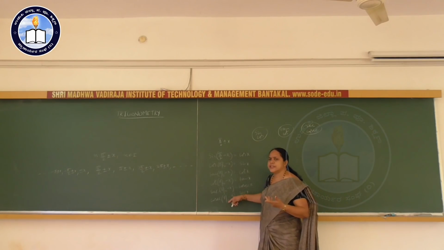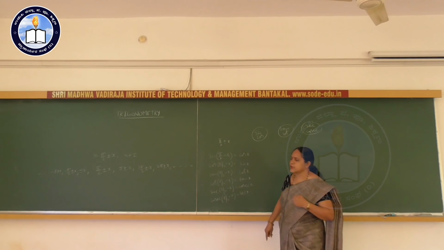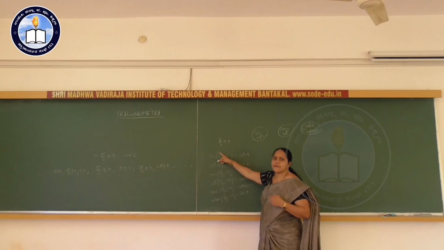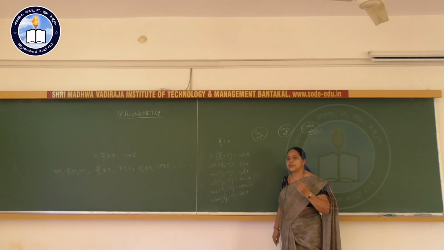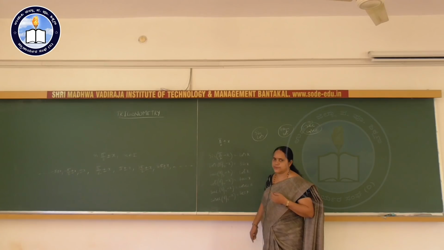Since all trigonometric functions are positive in the first quadrant, the allied angles of 90 minus x, pi by 2 minus x, are all positive.